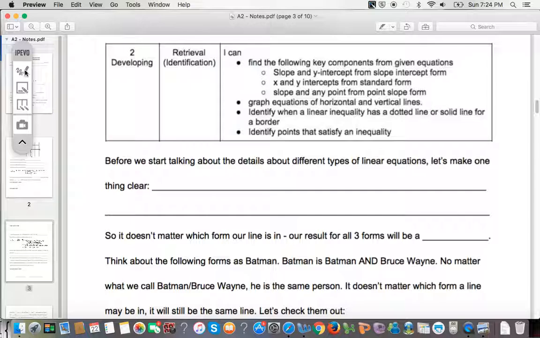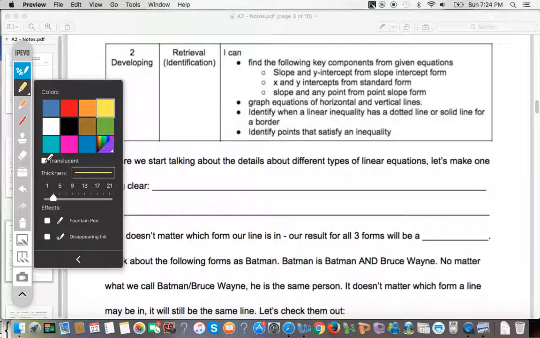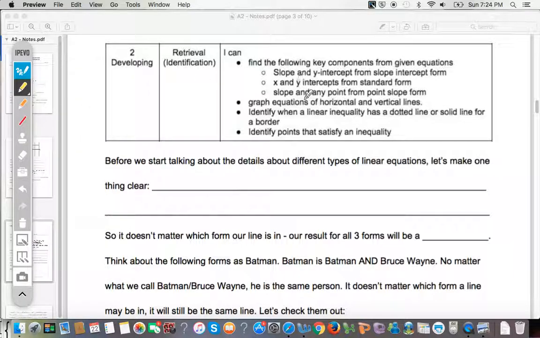Okay, so for level 2, it looks a little dense here, so let's go over it. I can find the following key components from given equations. You'd be able to find the slope and y-intercept from a slope-intercept form equation, the x and y-intercepts from a standard form equation, and the slope and any point from a point-slope form equation.